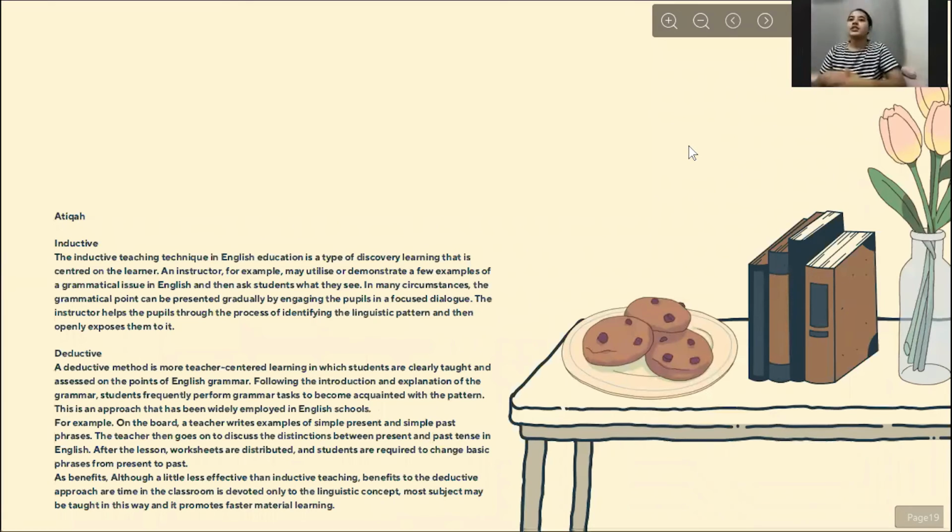Okay, so this is my opinion. As a teacher, I would like to apply the inductive and deductive approaches because they are the two most frequent strategies for teaching English grammar. Okay, so for the first one, inductive.